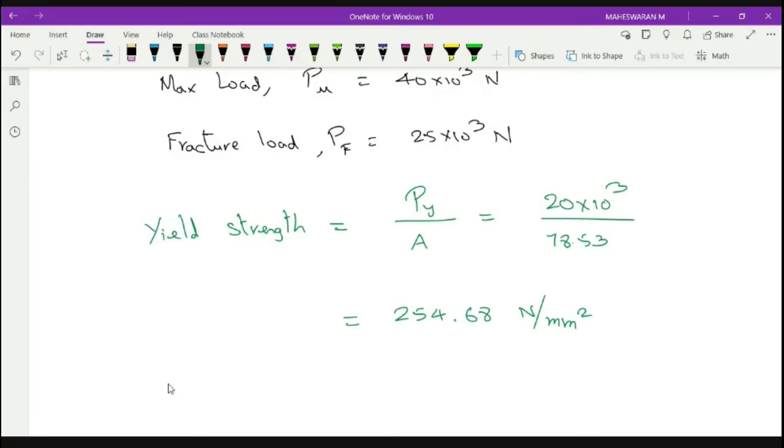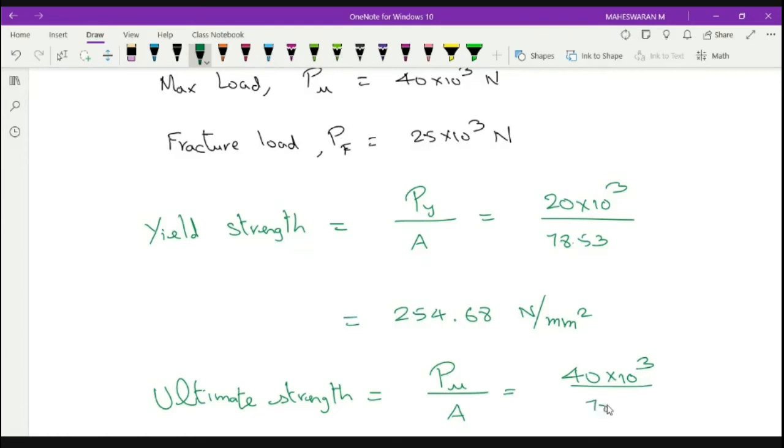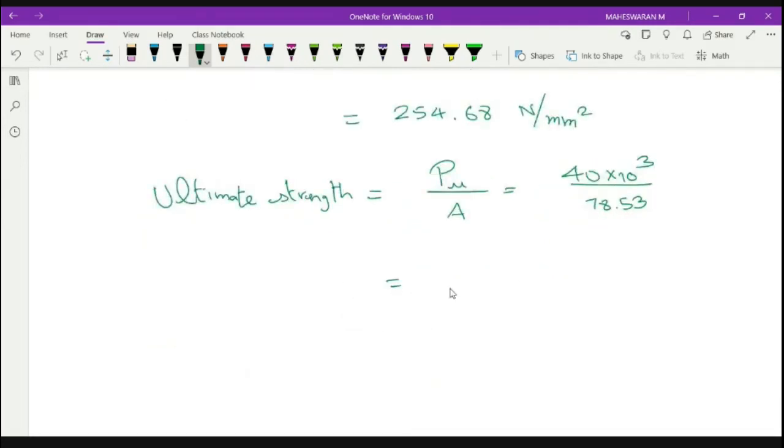Next, we need ultimate strength. So what is my ultimate strength? Ultimate strength is ultimate load divided by cross section area. Ultimate load is 40 into 10 power 3, divided by cross section area, which is 78.53. What is my ultimate strength? It is 509.5 Newton per mm squared.